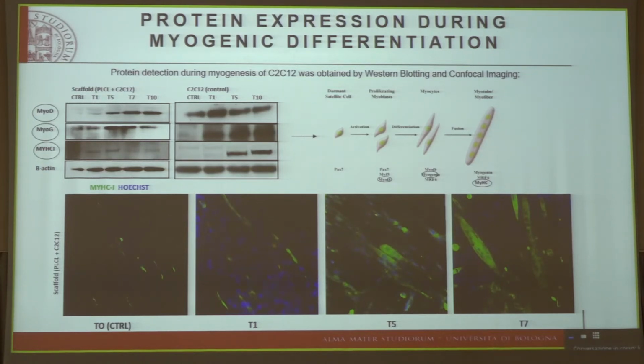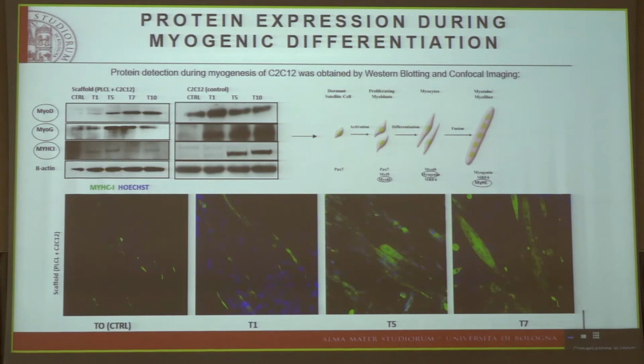Indeed, also the myosin heavy chain has a difference in expression in the C2C12 either on our scaffold or on our control. Even though we could hardly define the myosin heavy chain expression by Western blotting, it was clear by the confocal imaging, the expression of the myosin in our C2C12 seeded on a scaffold.